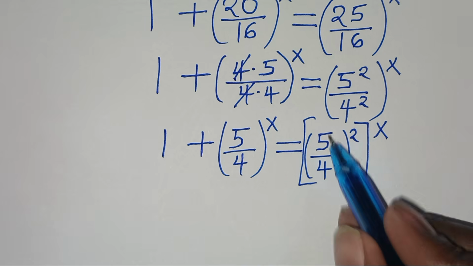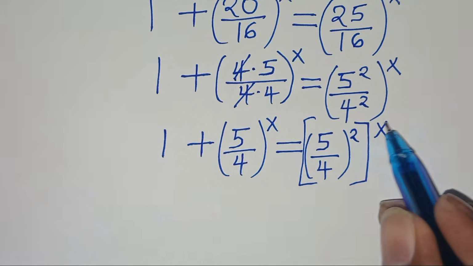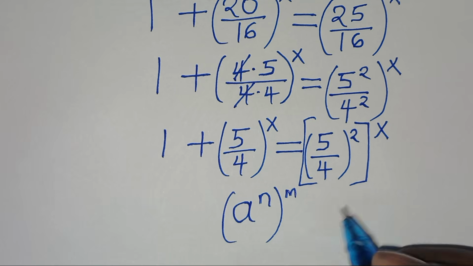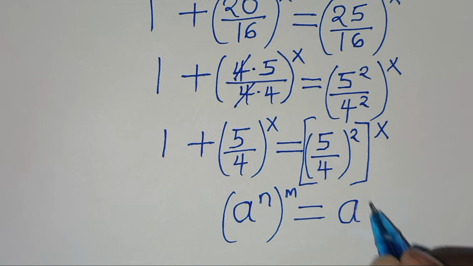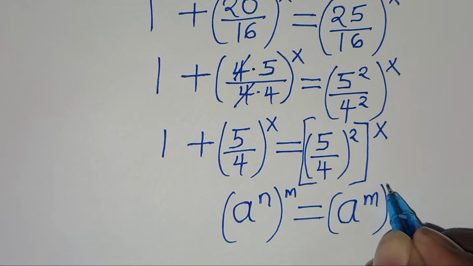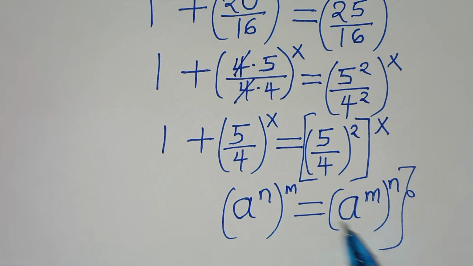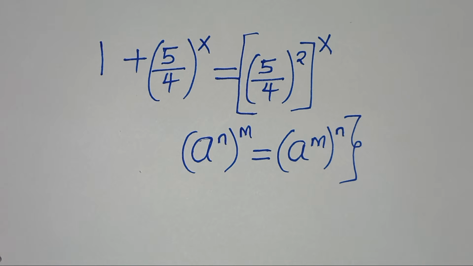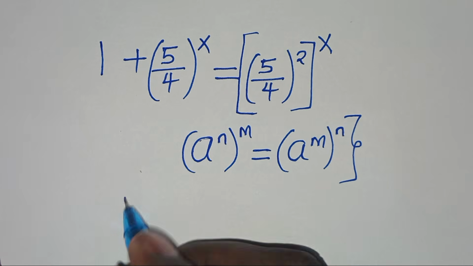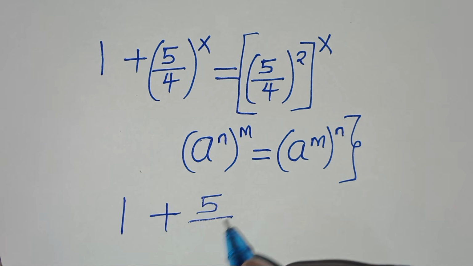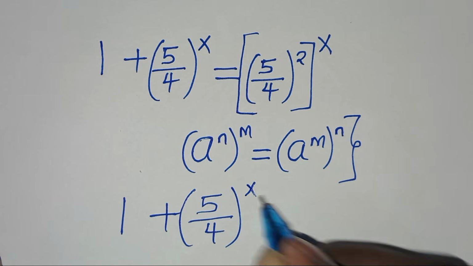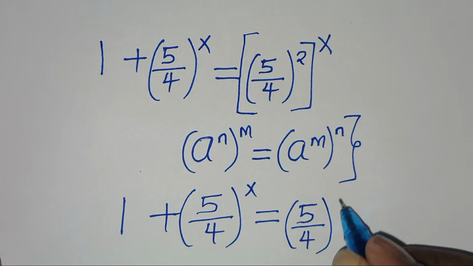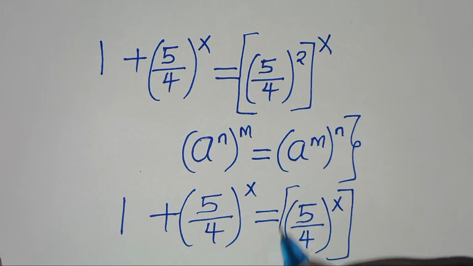The next step is that we have 5 over 4 to the power of 2 raised to the power of x. This is in the form of a to the power of n raised to the power of m, which we can express as a raised to the power of m raised to the power of n. So this is basically the interchange of powers here. So applying this property, we have 1 plus 5 over 4 raised to the power of x. This is equal to 5 over 4 raised to the power of x, then raised to the power of 2.